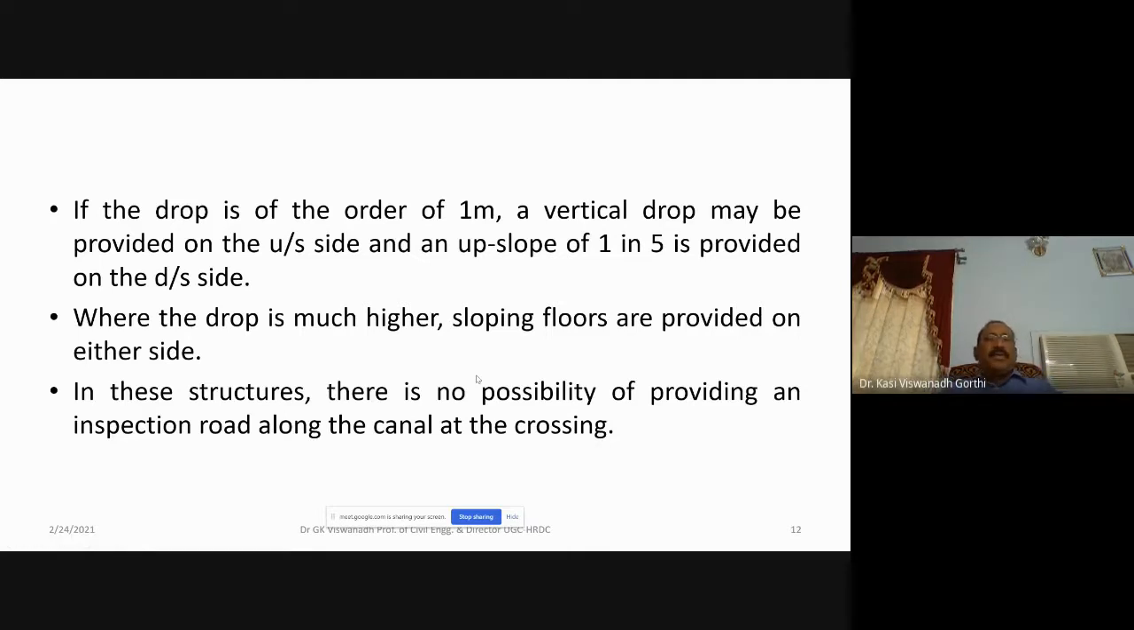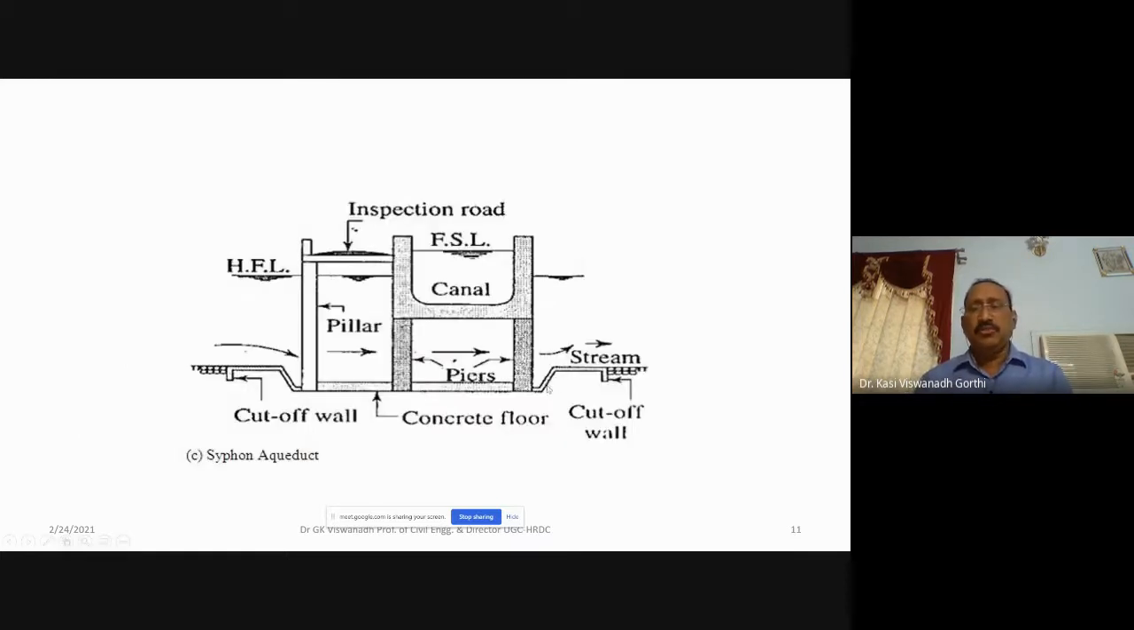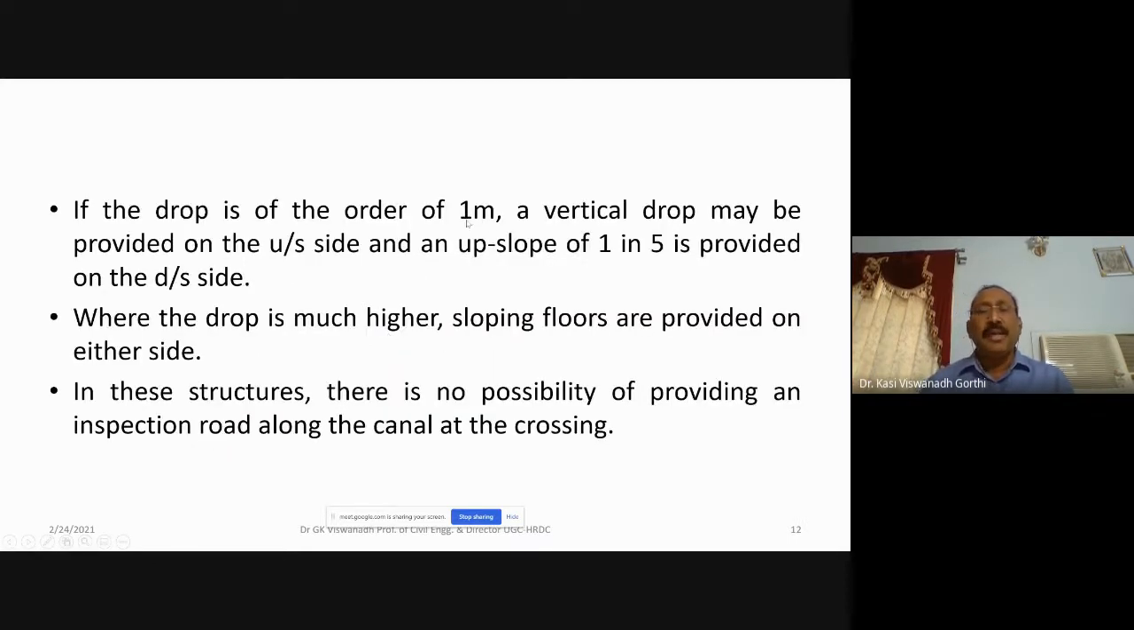If the drop is of the order of 1 meter, a vertical drop may be provided on the upstream side, and an upslope of 1 in 5 is provided on the downstream side. So this is all about these slopes. A vertical drop will be provided where the drop is of the order of 1 meter; where the drop is much higher, sloping floors are provided on either side. In these structures, there is no possibility of providing an inspection road along the canal at the crossing.